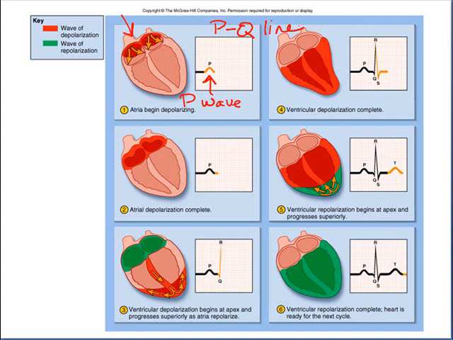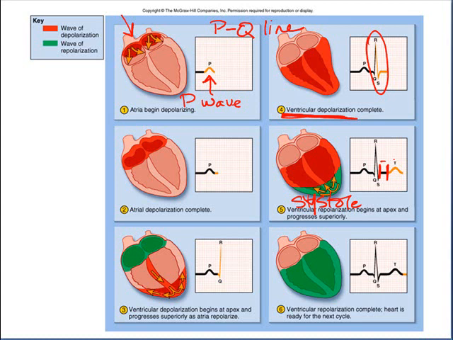Then the atria relax at the same time that the ventricles depolarize, and because the ventricles depolarize with a greater noise, because there's more cells, there's more electrical charge going on, they kind of cover over or mask over the relaxation of the atria. We get this QRS complex that represents ventricular depolarization, and then the ventricles undergo contraction, or systole. That systole is represented by the S to T line, or the S to T segment.